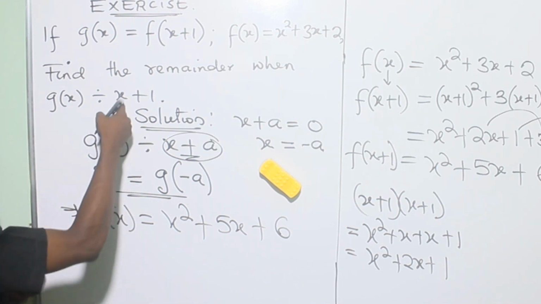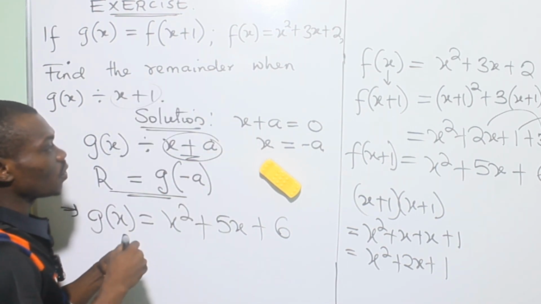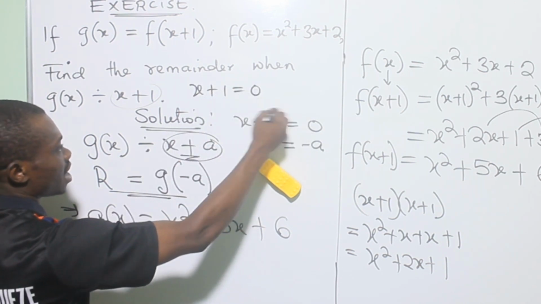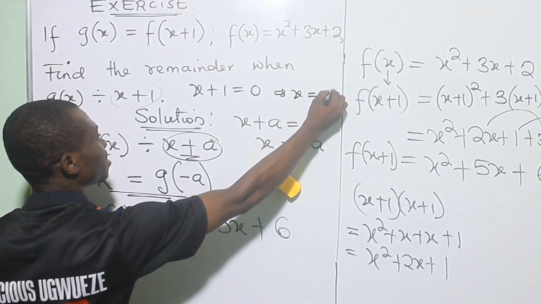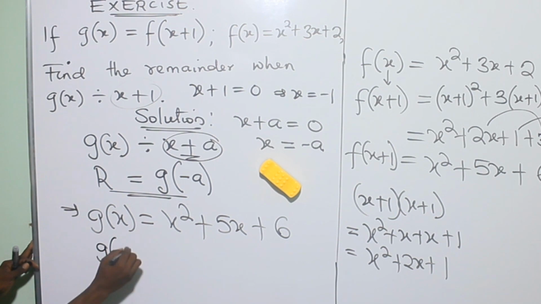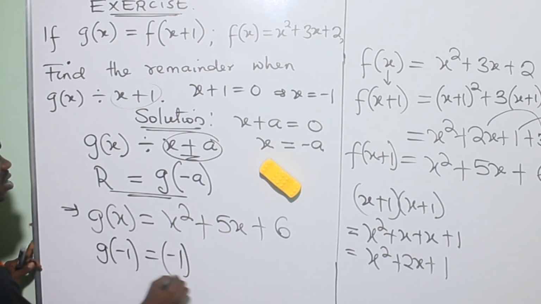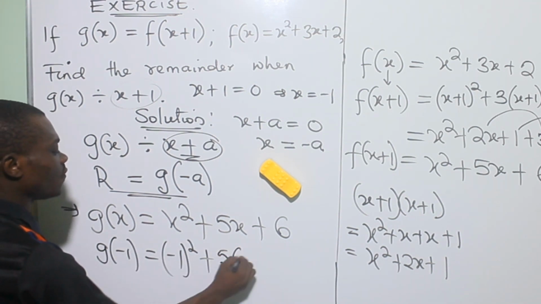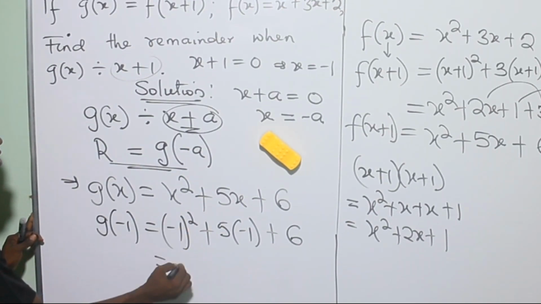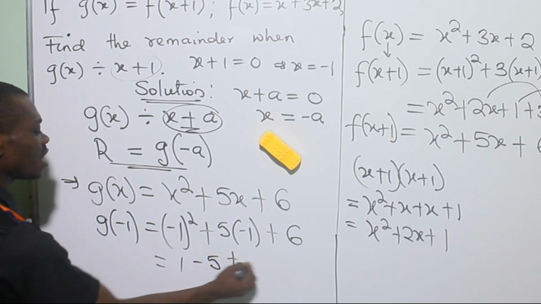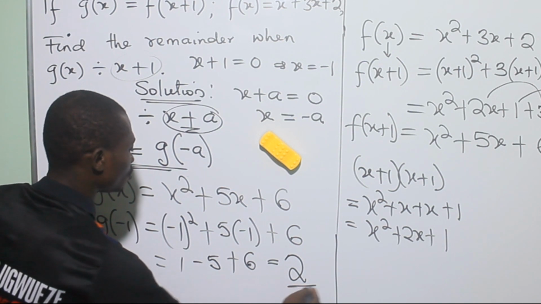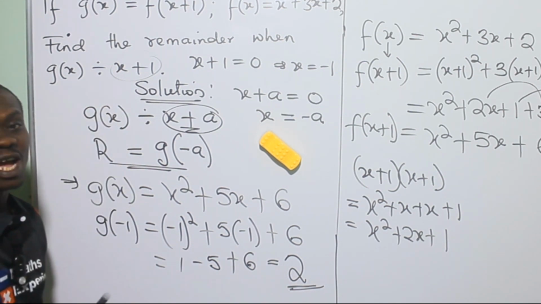All we need to do now is what I said here. We will pick our x plus 1, equate it to 0, and so that means that our x is equal to negative 1. So we'll substitute x as negative 1, and that's going to give us negative 1 squared plus 5 into negative 1 plus 6. And of course, this is plus 1 minus 5 plus 6, which is equal to positive 2. And that is the required remainder.